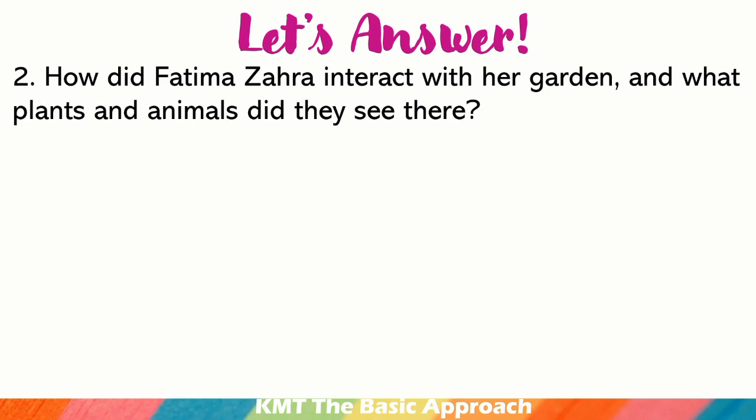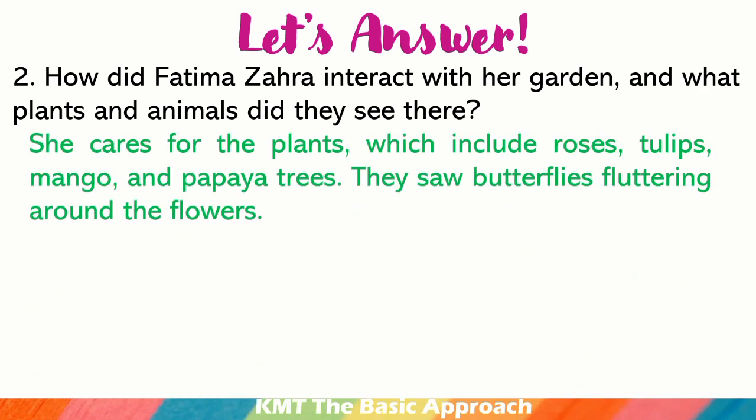Number 2. How did Fatima Zara interact with her garden? And what plants and animals did they see there? Correct. She cares for the plants, which include roses, tulips, mango, and papaya trees. They saw butterflies fluttering around the flowers.